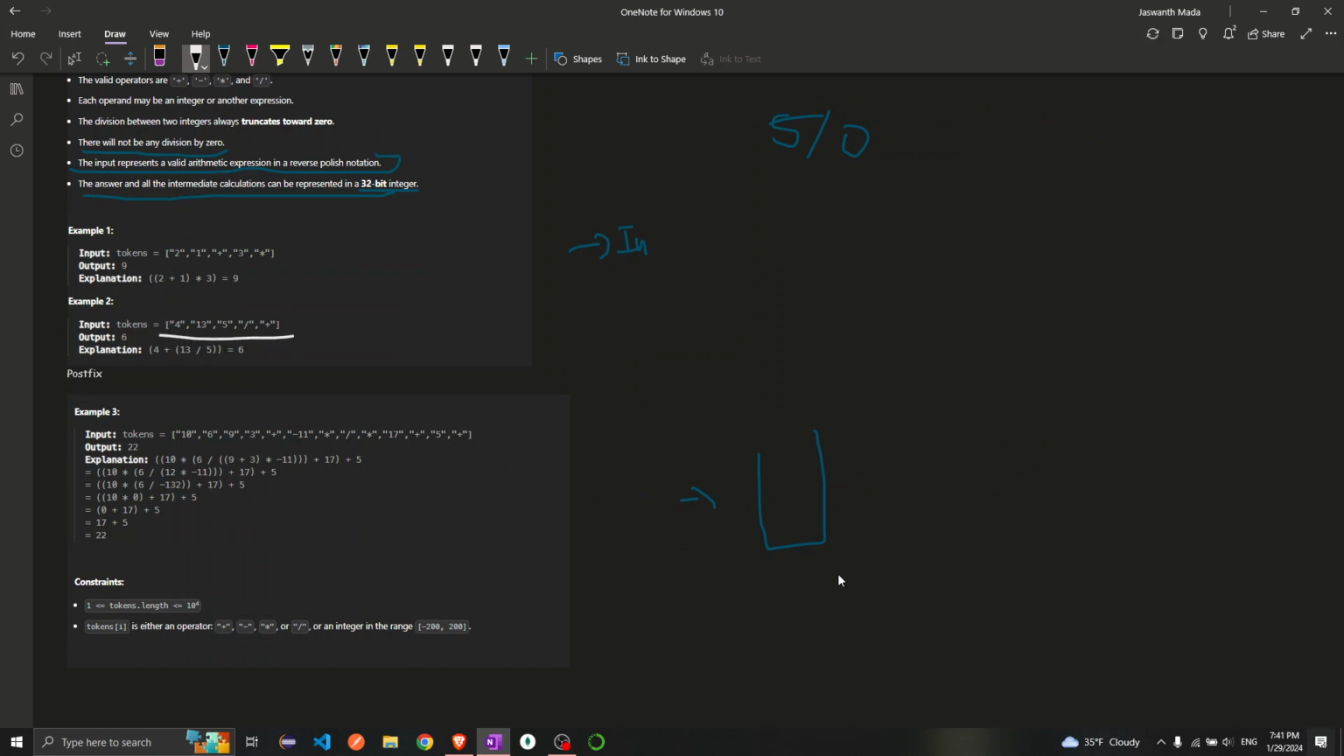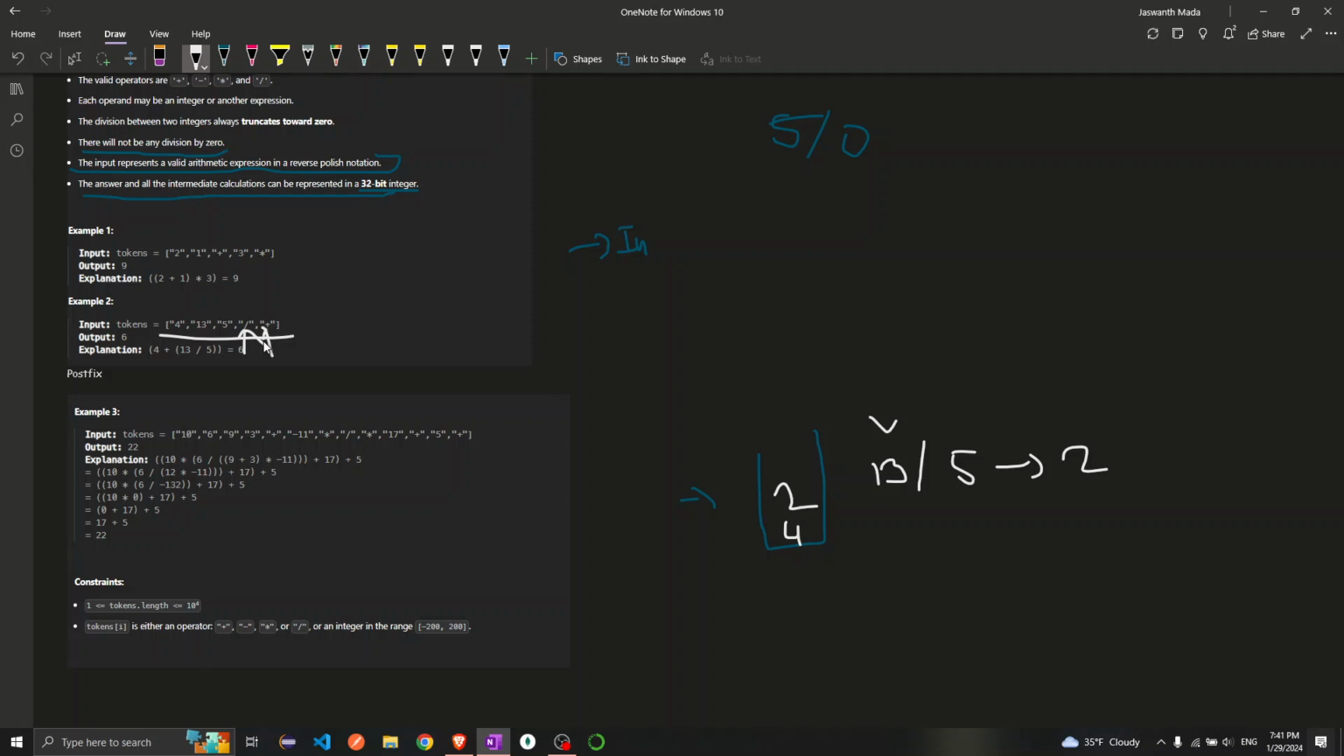Suppose we have 4. When we have an integer, we'll just push it directly into the stack. And when we have 13, we directly push it into the stack. And we have 5. Again, push it into the stack. And you have division, so you need to take two of them out. 5 will be on the right side, 13 will be on the left side, and you will do the division operation. Then you will get 2. Since you have removed these two, and your answer is 2, you will push the answer into the stack.